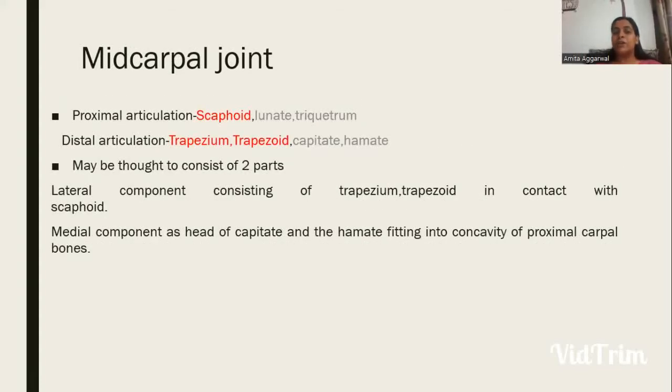Coming to the midcarpal joint, which also contributes towards the formation of the wrist complex, the proximal articulation is formed by the scaphoid, lunate and triquetrum only, while the distal articulation is formed by the trapezium, trapezoid, capitate and hamate. It could be thought to have two parts, a medial and a lateral one. The medial one has been highlighted here as a little grayer one, that is the lunate and triquetrum proximally articulating with the capitate and hamate distally. And the lateral portion consists of the scaphoid articulating with the trapezium and trapezoid, together forming the wrist complex.